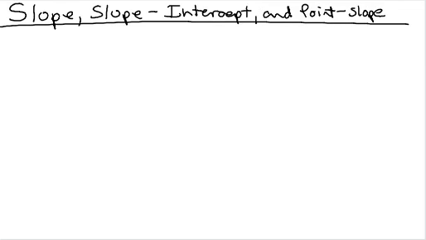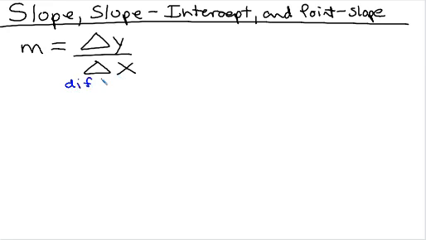Today we begin a really important topic, which is slope. And I've already talked about the fact that slope is delta y over delta x. But that really does have a mathematical connection. Delta means difference.